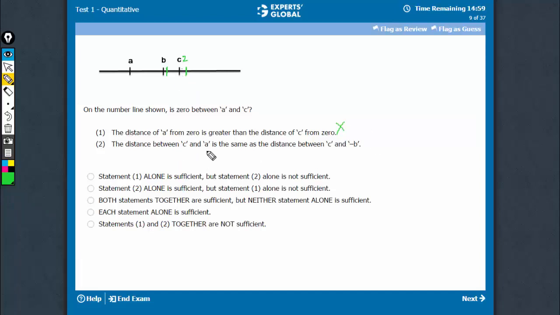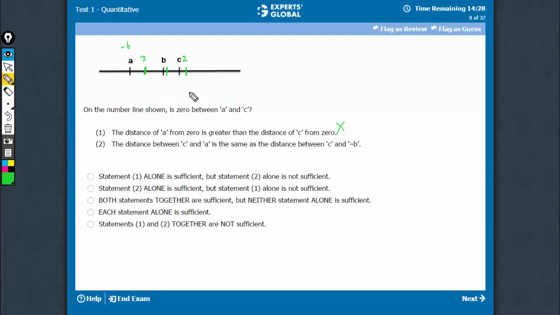Distance between C and A is same as the distance between C and minus B. So one possibility is that B and minus B and A coincide, that is when B is positive. In this case, the origin would be exactly between A and B. So this is case 3, and the answer in this case becomes yes.